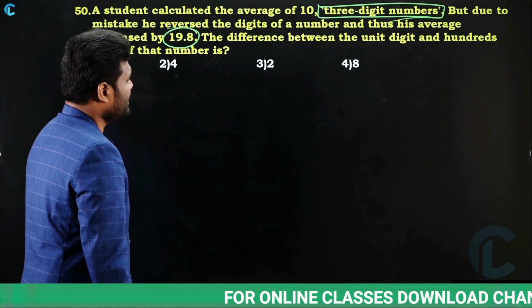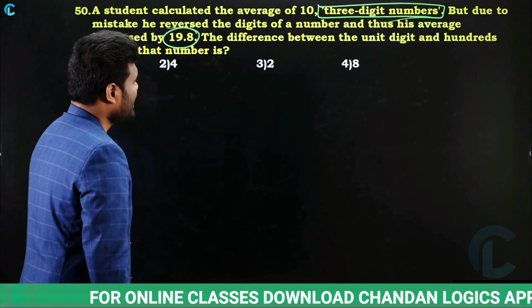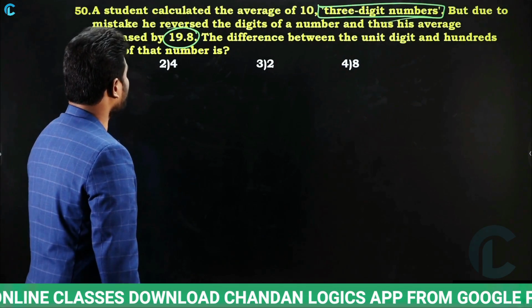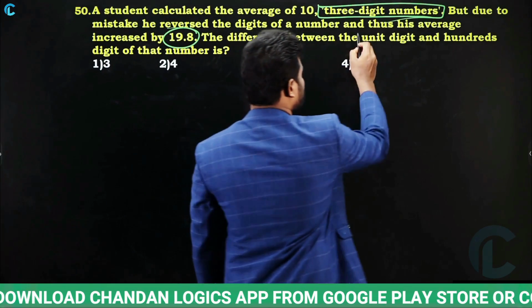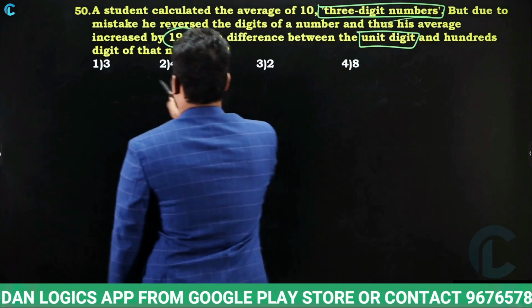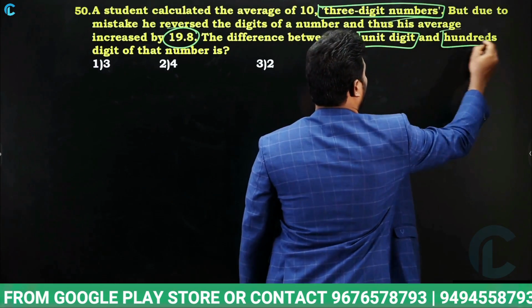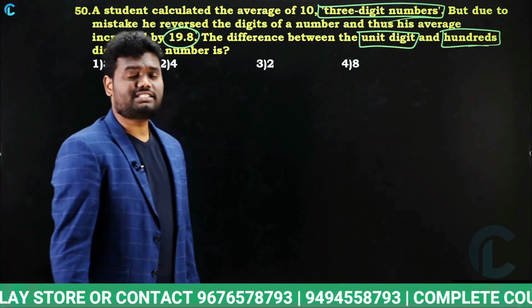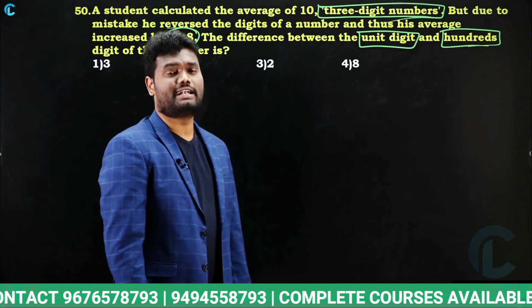The difference between the unit digit and 100 digit of the number is. So we are asked to find the difference between the unit digit and the 100 digit of the number. Now look here. Initially it is a 2-digit number. I have taken it as AB.